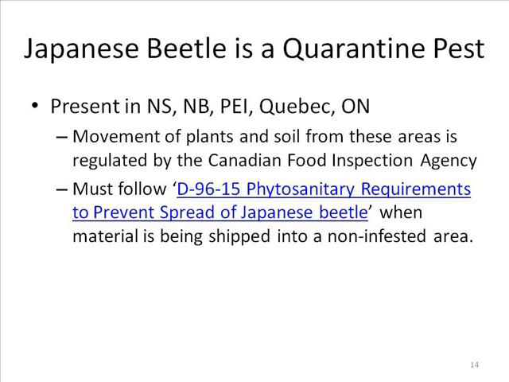Japanese beetle are not native to North America. To prevent its spread to other Canadian provinces and U.S. states that do not have the beetle, material produced in Ontario and moving to uninfested areas has to follow rules set out by the Canadian Food Inspection Agency. You can review these rules on the CFIA website by searching for the document in blue text on the screen.